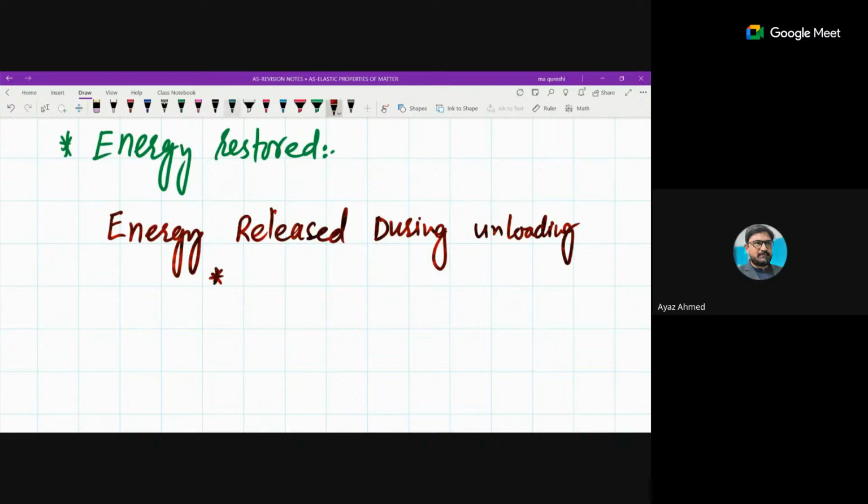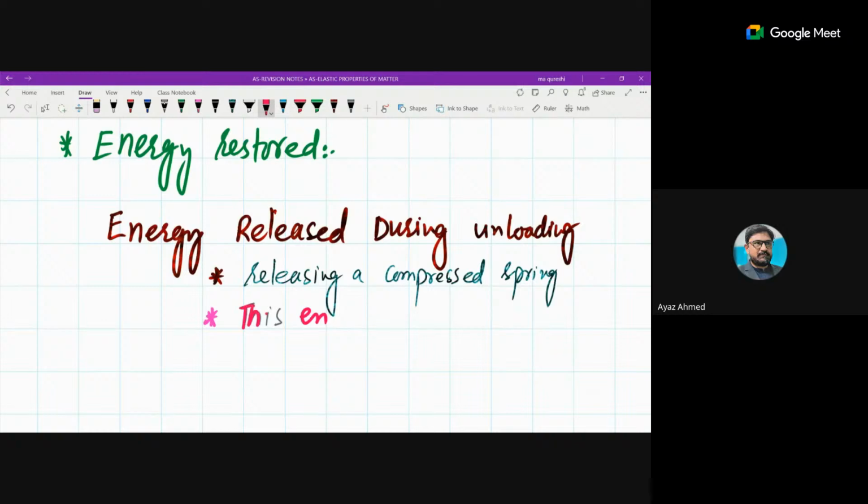I'm just writing this as a reference. When you are releasing a compressed spring, what will it give you? It will give you the energy during unloading, right? This energy is used for further calculation. Remember this thing, this is very, very important: this is the energy used for further calculations, not the total energy. This energy is used for further calculations like kinetic energy, etc.